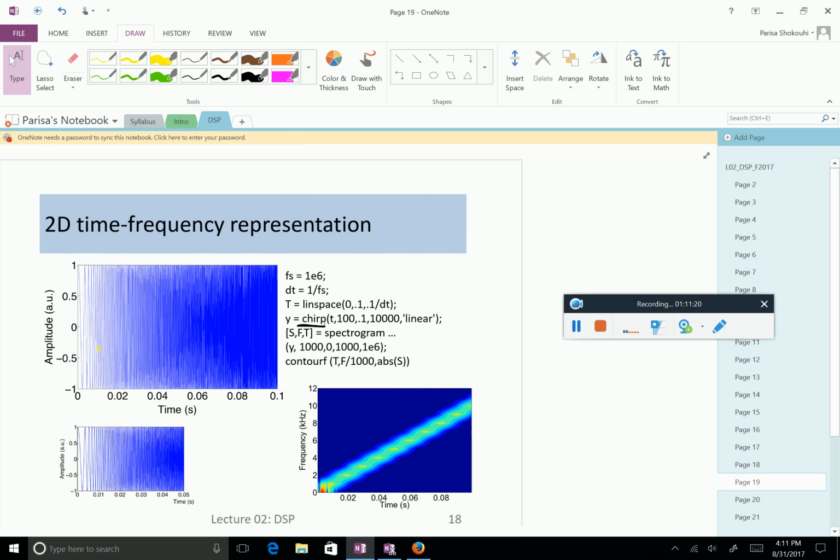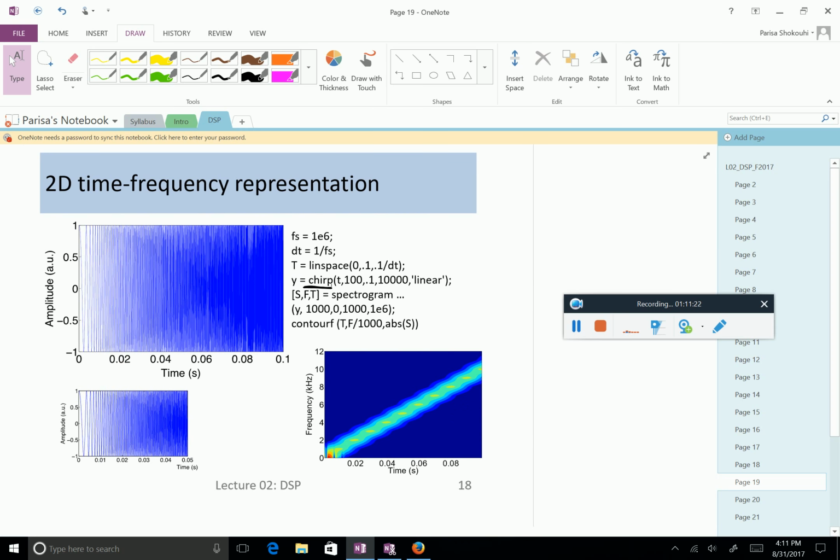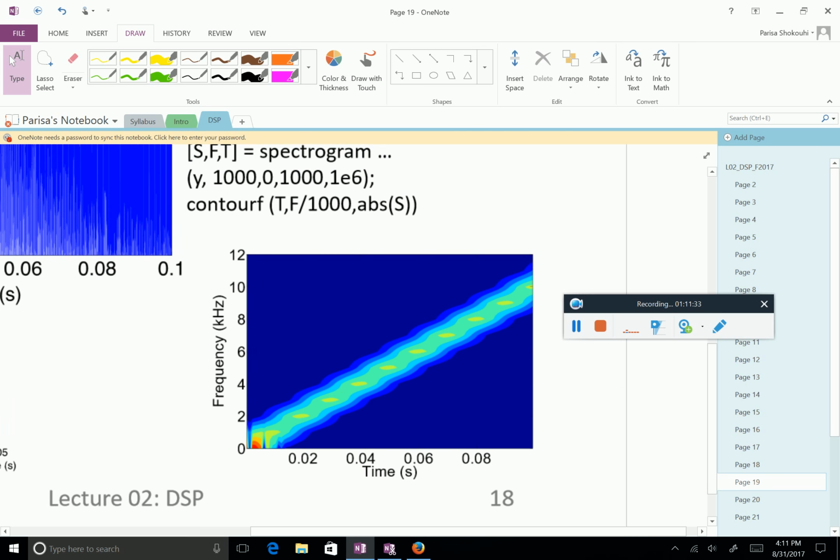It turns out that we can look at the signal in the time domain, in the frequency domain, and also in the time frequency domain. If we use a time frequency representation based on the Fourier transform, the chirp looks like that. As you expect, the frequency is increasing linearly with time. This looks very, very cool.